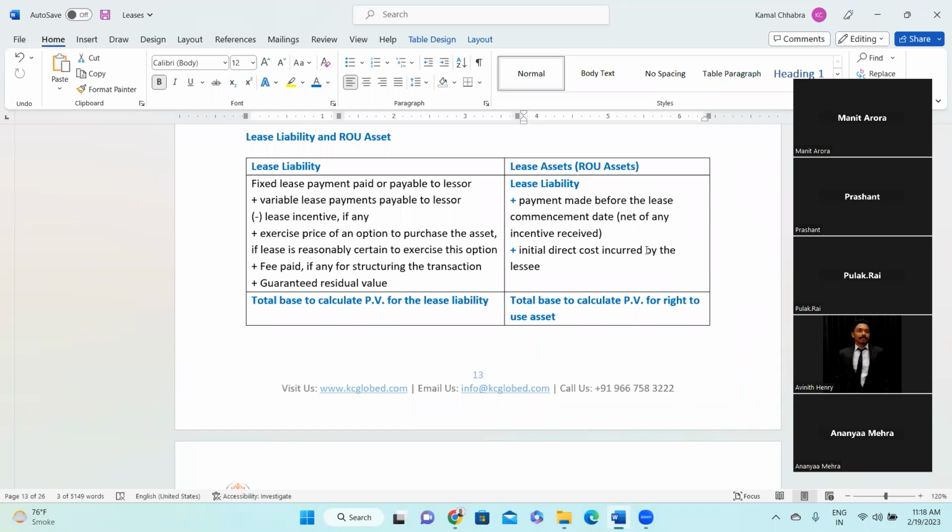Yes, it's clear, sir. Fixed lease is clear. What is fixed lease? The monthly rental generally. What is variable lease payment? Do you remember from the last class we discussed an example on variable lease payment? Kashish, Gurmehar, do you remember what is variable lease payment?